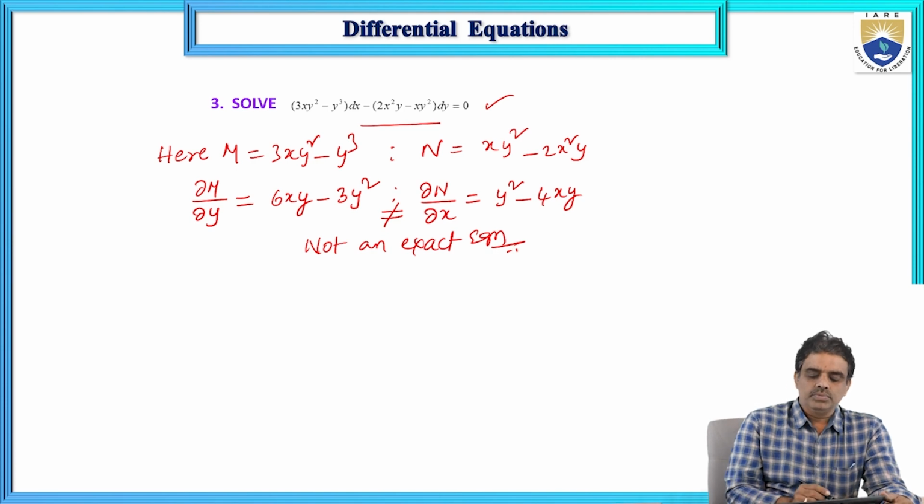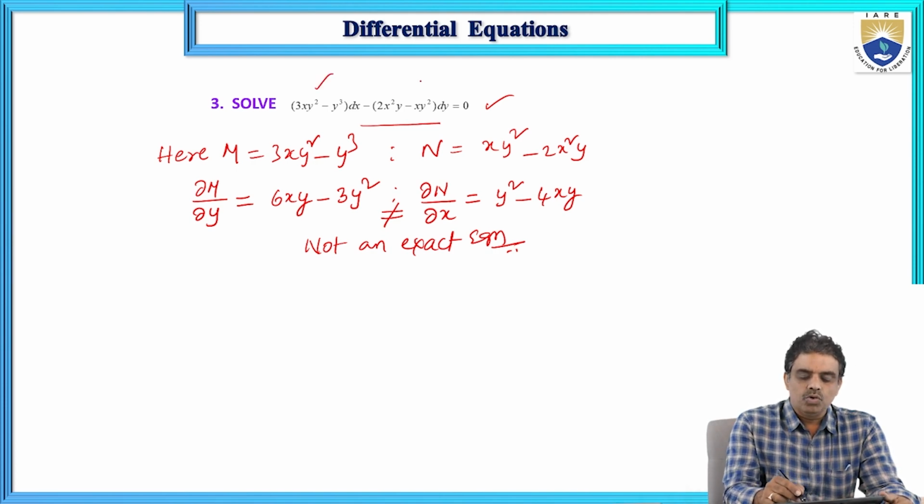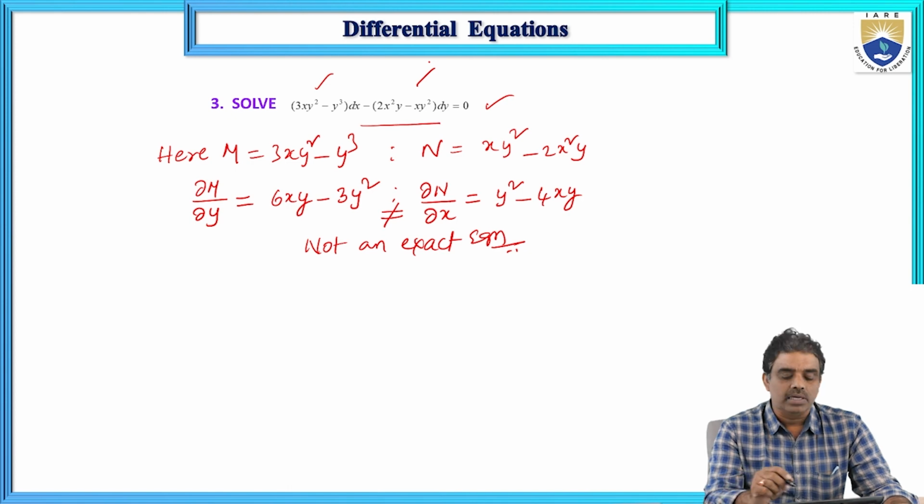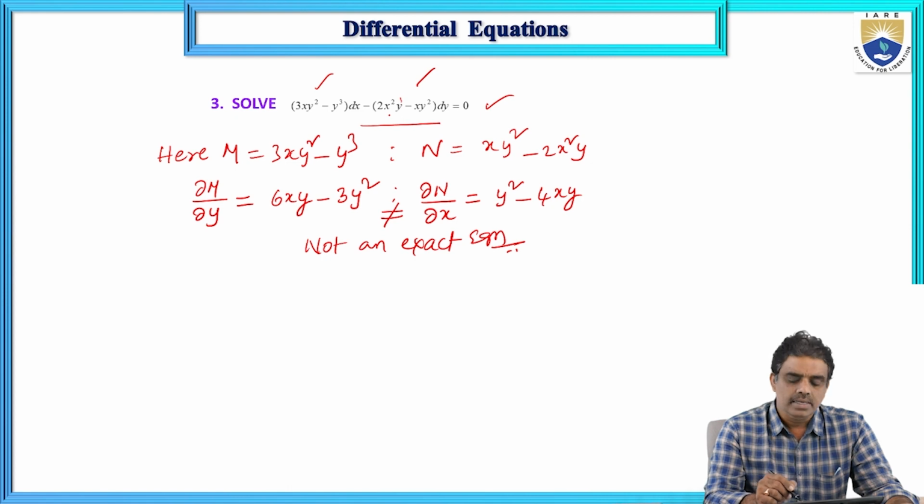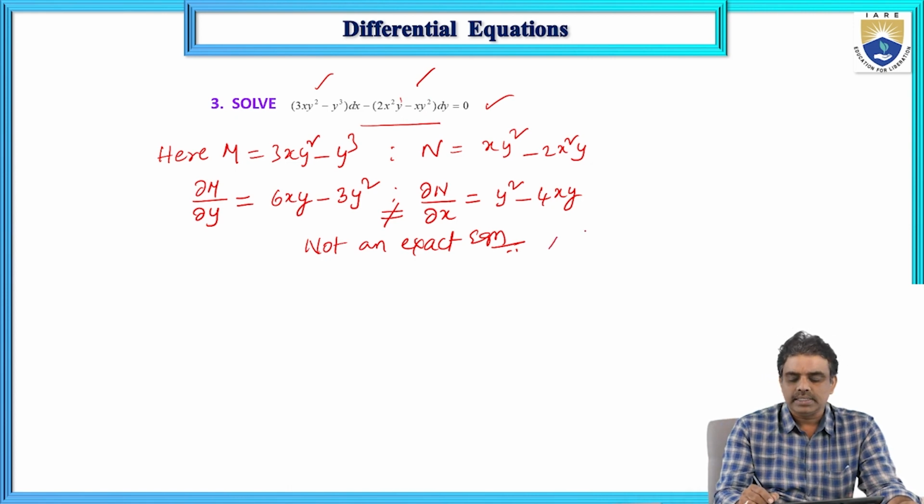Then what to do? Moreover, this is a homogeneous differential equation because each term has degree 3. This is y cube, degree 3. This is x square y, that is x power 2, y power 1, so 2 plus 1, degree 3. xy square is also degree 3. That means it is a homogeneous differential equation.